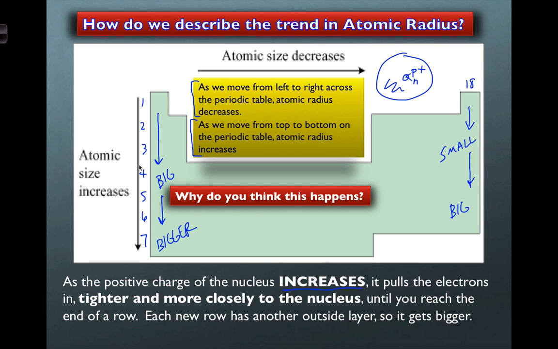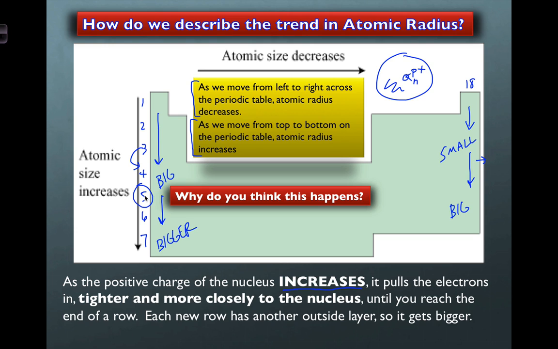So basically what that's saying is as I go from, say, row number 3 to row number 4, it's basically like me putting on another coat, a coat of electrons, which makes me a whole lot bigger than I was before. As I reach the end of row number 4 and I go this way, I'm now going to be in row number 5, energy level 5, and I put on another coat.